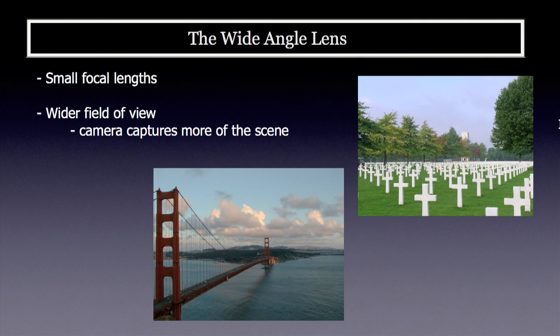So let's start talking about some specific lenses, and we'll start with the wide-angle lens. This is a lens that has a small focal length. So if you look at the lens, from the front of the lens to the sensor is a short distance. Because of that, you want to use this kind of lens to get a wider field of view. The camera can capture more of the scene. If you look at these two photos here, the one of the Golden Gate and the one of Mograten Cemetery, you can see I wanted to get a lot of scenery, so that's why I went with a wide-angle lens.